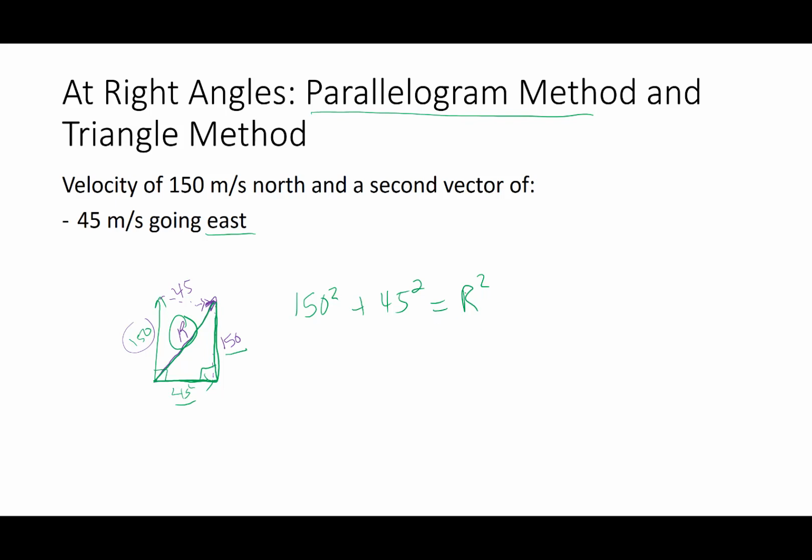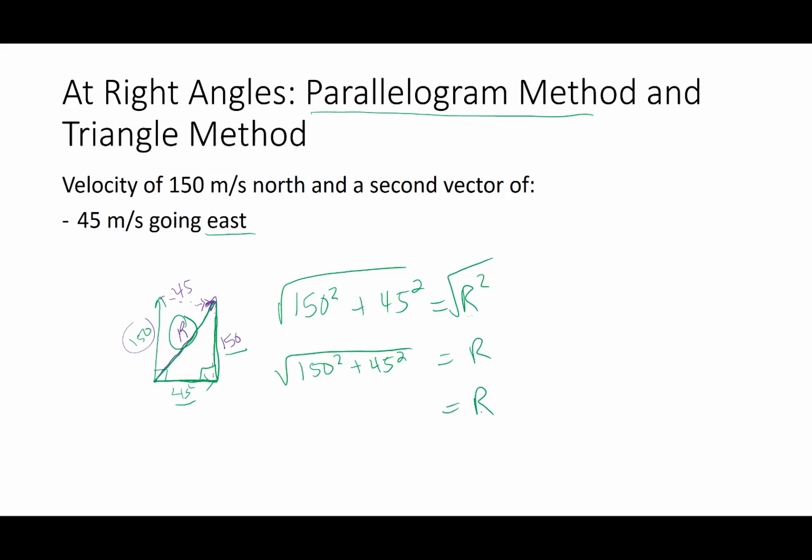Now in order to solve this out, I need just the resultant. I don't want the resultant squared, so I would have to square root both sides. So I end up needing to find the square root of 150 squared plus 45 squared.